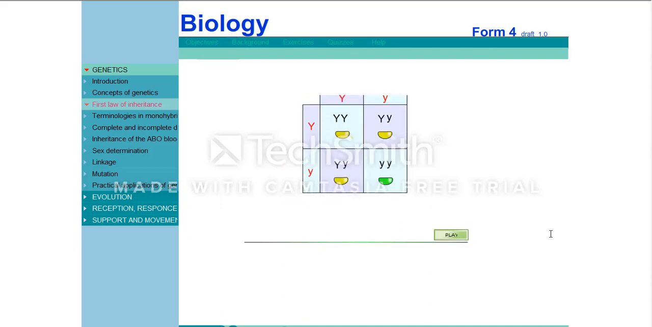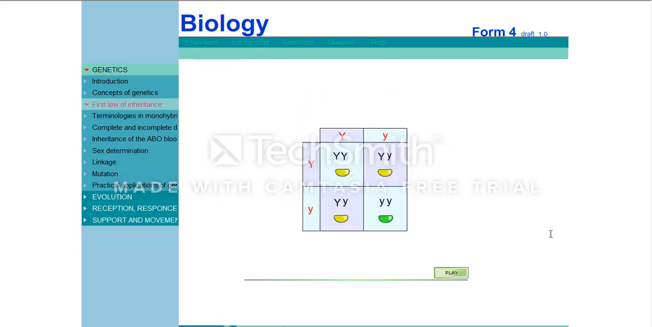Punnett square. An alternative way of showing monohybrid cross is by use of Punnett square or checkerboard. In a Punnett square, the parental genotypes are written outside a graphical grid. The gametes of one parent are written along the top of the grid, while the gametes of the other parent are written down the side of the grid.